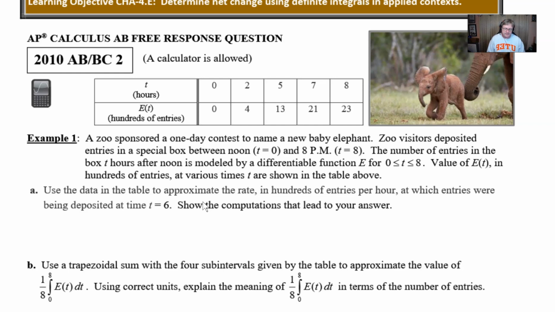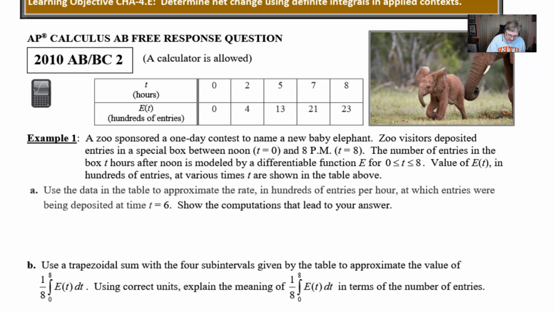Values of E of t in hundreds of entries at various times t are shown in the table above. And so as you can see, you've got this table of 5 different times with the E, which is hundreds of entries. We're asked to do a variety of things in the problem, one of which, part A, is to use the data in the table to approximate the rate in hundreds of entries per hour at which the entries are being deposited at time 6. Show the computations that lead to your answer. And might I add that this is indeed a genuine released AP exam question from the year 2010, the operational exam. And this was problem 2 that appeared on both AB and BC.